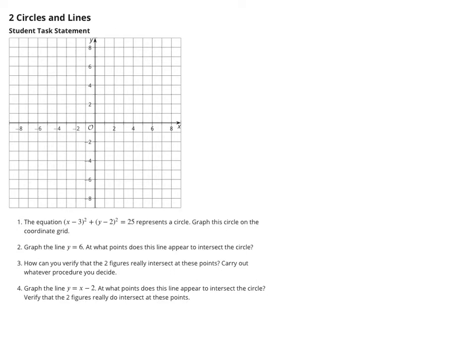So first of all, let's look at this equation. This equation, x minus 3 quantity squared plus y minus 2 quantity squared equals 25, represents a circle. Graph this circle on the coordinate grid. Always a challenge. Here, we know that the radius of this circle is 3, 2. Nope, the center is 3, 2. I'm sorry. And the radius is 5. It's the square root of 25.